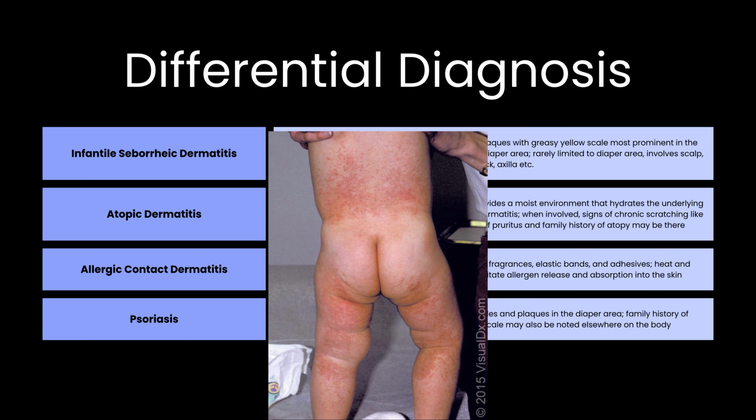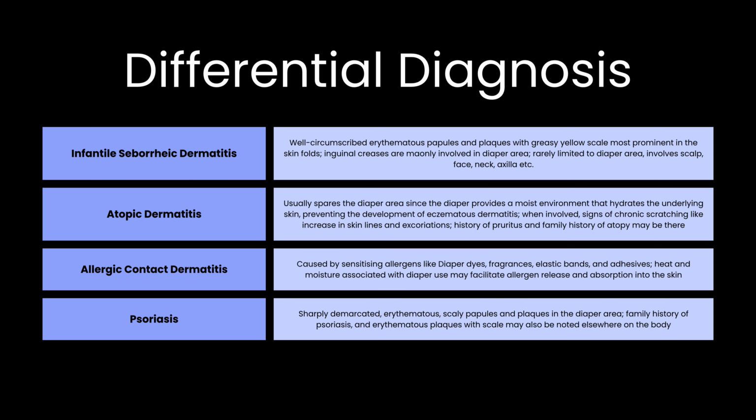Atopic dermatitis usually spares the diaper area since the diaper provides a moist environment that hydrates the underlying skin, preventing the development of eczematous dermatitis. When the diaper area is affected by atopic dermatitis, signs of chronic scratching like increase in skin lines and excoriations may be observed. Atopic dermatitis is usually present elsewhere on the body, and there is typically a history of pruritus and may be a family history of atopy.